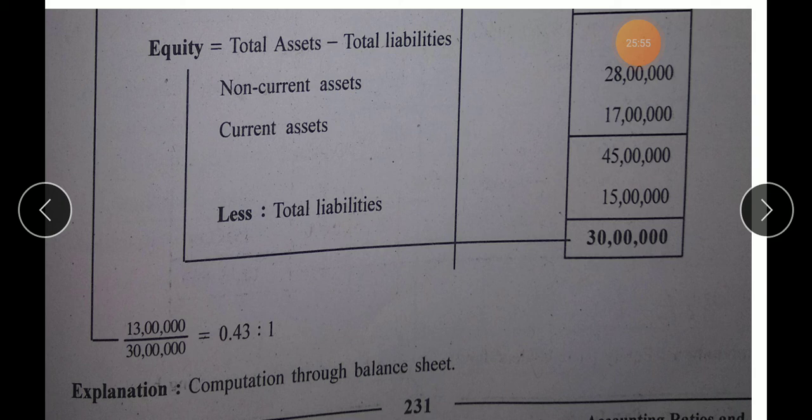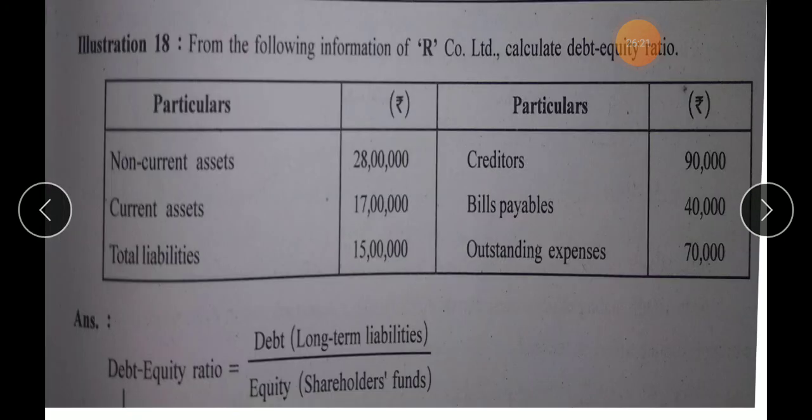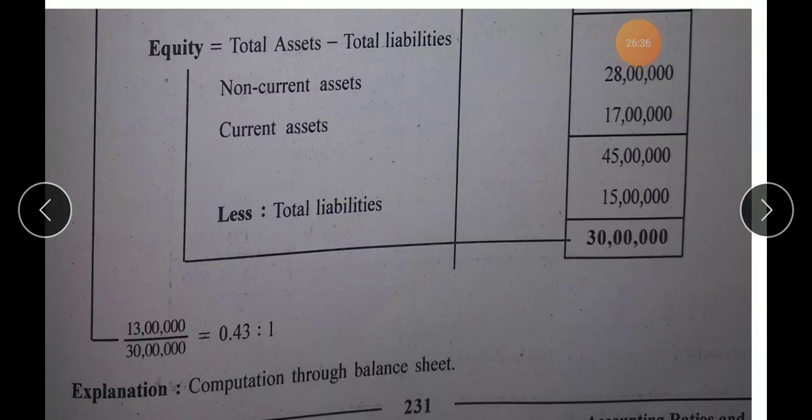The next thing that we want to obtain is shareholders funds. So shareholders funds is total assets minus total liabilities. What are total assets? 28 lakh and 17 lakh. So what is the total of asset side? 45 lakh. Again, the concept that we have understood in the previous illustration is applied here. In that question, total assets were given. Here, they have split it: this is non-current assets and this is current assets. So the asset side has only two things. So 28 lakh plus 17 lakh.